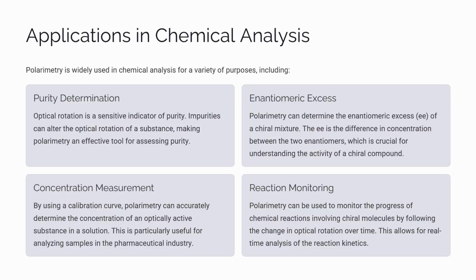Then, applications in chemical analysis. The polarimeter is a very important tool used in chemical analysis. Its applications include, the very first, purity determination. Even slight impurities can alter the optical rotation, making the polarimeter a reliable tool for quality checks.